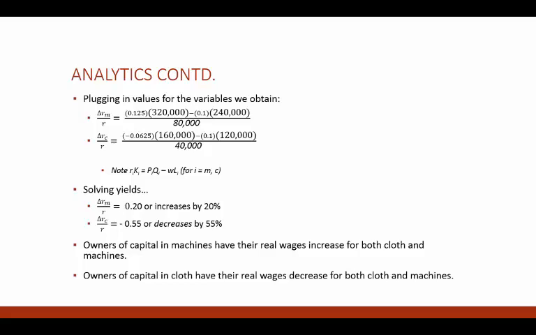Clearly, owners of capital in machines gain, as this increase is much larger than the machine price increase and clearly larger than the cloth price change, which was a percent decrease. Similarly, owners of capital employed in cloth lose as their incomes fall, whereas machine price increases and cloth prices, even though they fall, do not fall by as much as their incomes have fallen.